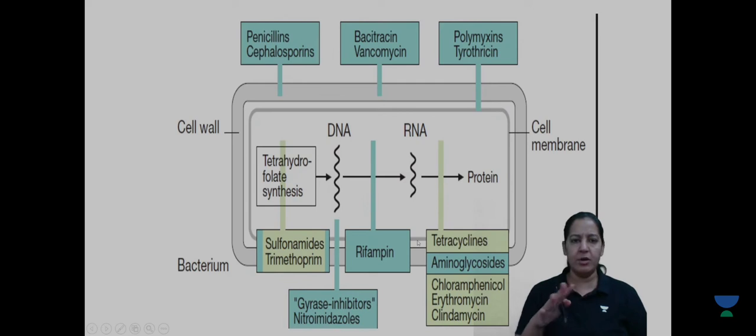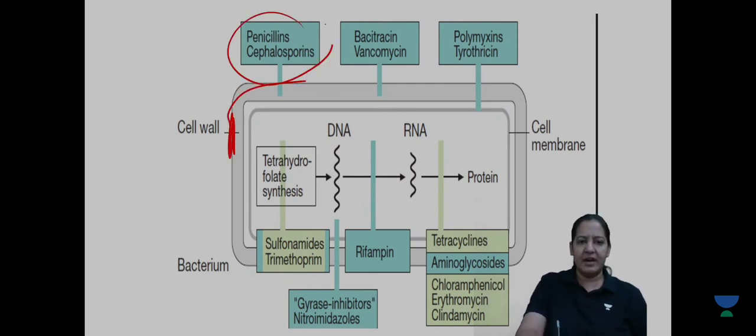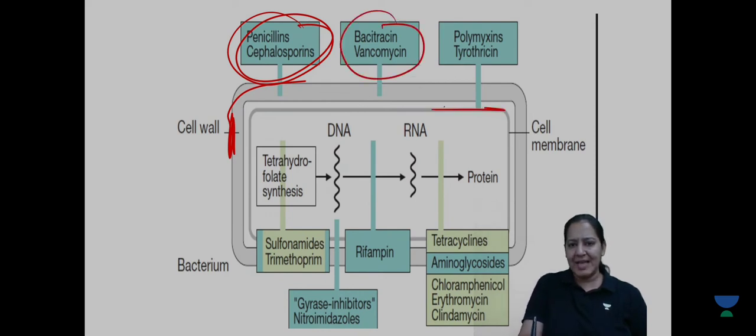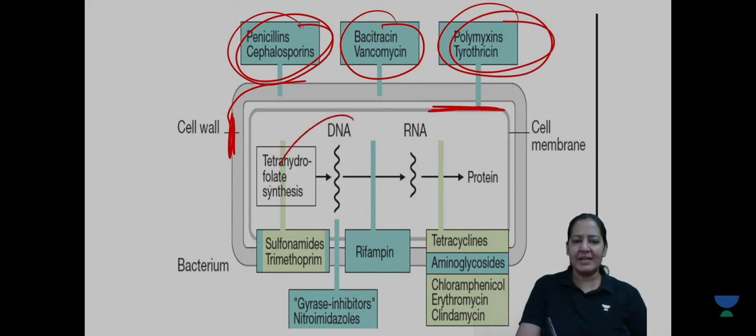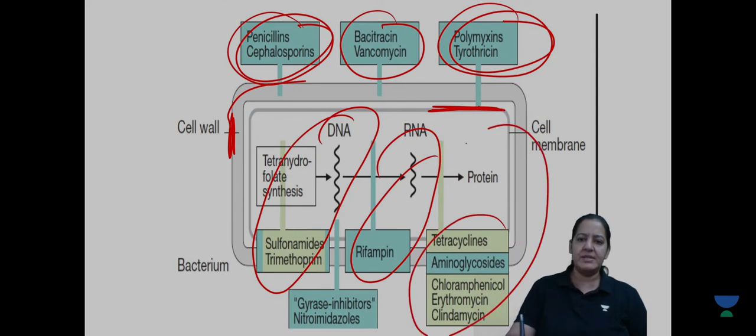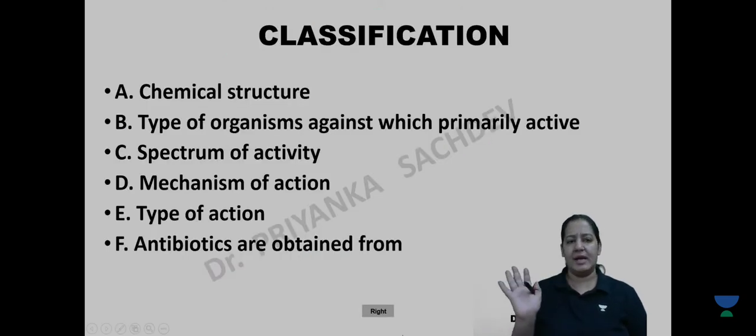The same thing is shown here also. In this, you can notice this is the cell wall. These are the ones which are acting on the cell wall. This is the cell membrane, and you can see these are acting on the cell membrane, right? You can see these are acting on the DNA, these are acting on the RNA, and these are the protein synthesis inhibitors. So you can see the classification.